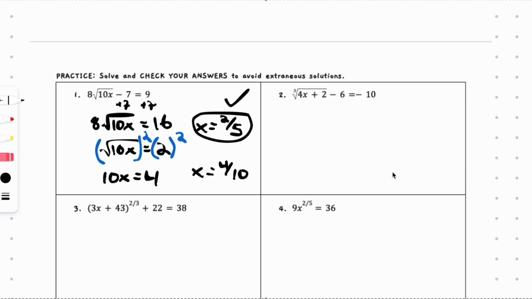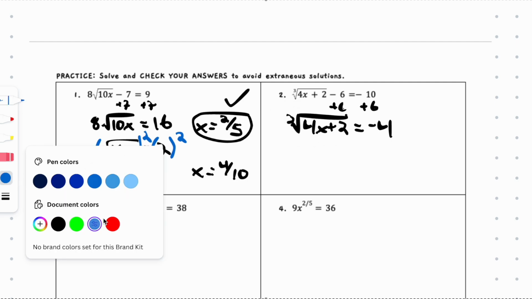Now let's move on to number 2. We first want to isolate this radical. We add 6 to both sides, and we get the third root of 4x plus 2 equals negative 10 plus 6, so we get negative 4. Now we want to cube both sides.